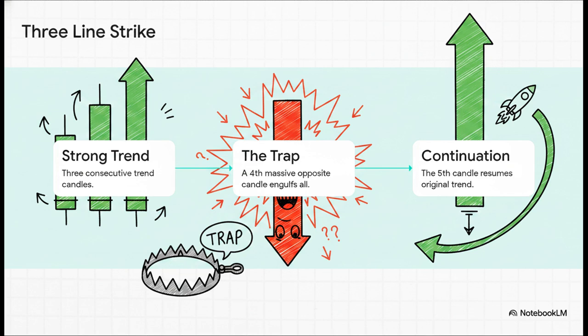Take the highly confusing 3-line strike. Imagine you've got 3 strong green candles moving up. Beautiful, right? Then suddenly, a massive 4th red candle crashes down and completely engulfs all 3 of those previous greens. Visually, it looks like a nightmare bearish engulfing pattern mixed with a total crash. You'd be so tempted to panic sell. But it's a trap. It's literally just a brief, extreme pullback to clear out orders, and the 5th candle will gap right back up and resume the original upward trend.